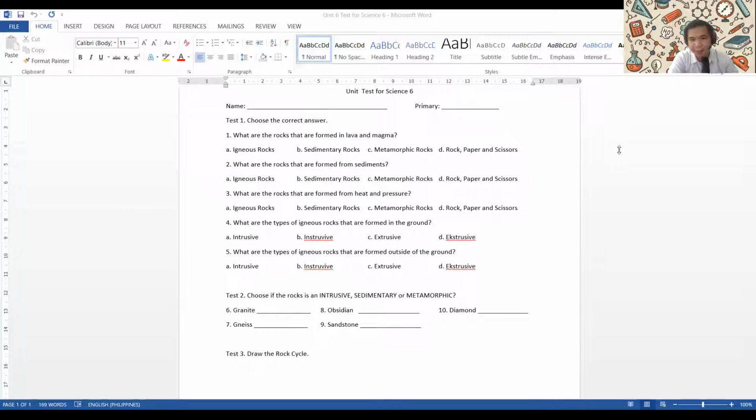What are rocks that are formed in lava and magma? So before anything else, let me just make sure. You do still know what a rock is, don't you? A rock is a very hard substance that is naturally formed, that humans did not make. And rocks, they come in three groups. And do you remember those groups? Those are igneous, sedimentary, metamorphic, and only those three. So the first question is, what are the rocks that are formed in lava and magma?